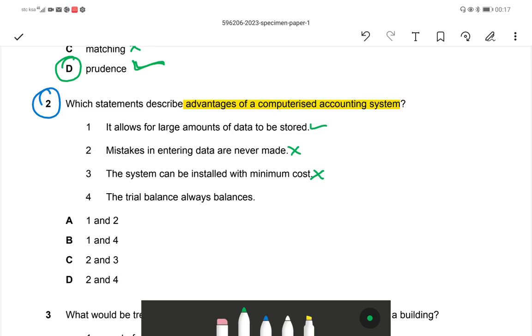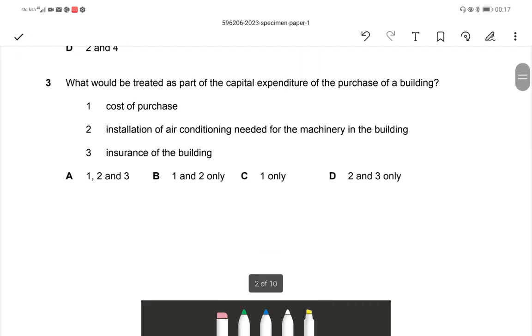Trial balance always balances. True. So 1 and 4, that means option B is the correct answer. Next, question number 3.